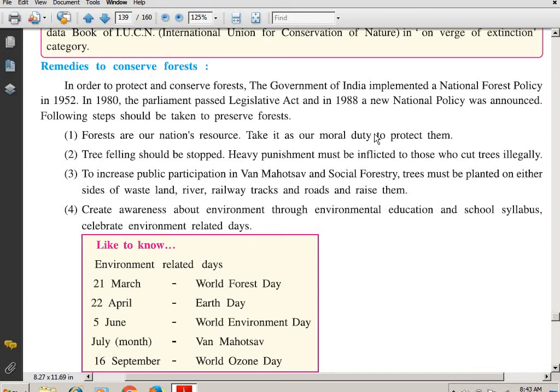So, you have to learn by heart. First point is that forests are our national resource. Take it as a moral duty to protect them. It is a national resource, and therefore take it as a moral duty. It becomes my duty. I need to protect them.